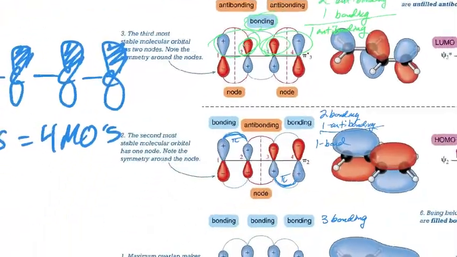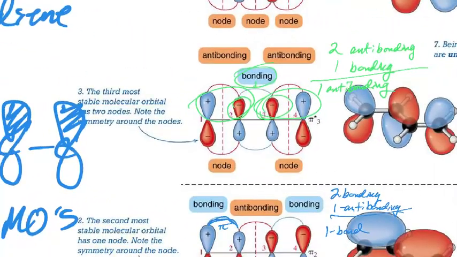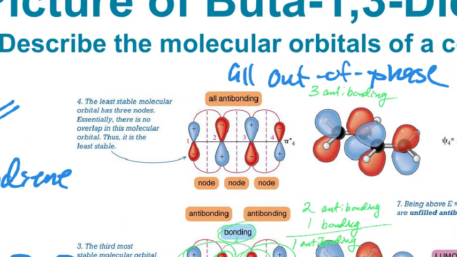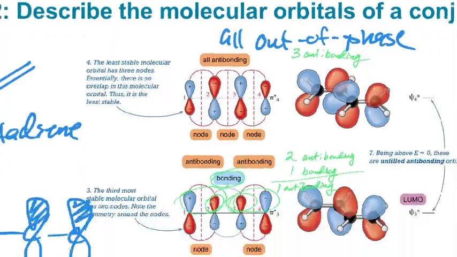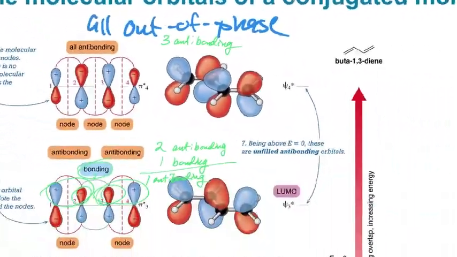All right, so the second most stable molecular orbital has 1 node. Note the symmetry around the node. The third most stable molecular orbital has 2 nodes. Note the symmetry around the 2 nodes. Really, it's like symmetrical through the middle of the molecule there. And then finally, the least stable molecular orbital has 3 nodes. Essentially, there is no overlap in this molecular orbital, thus it is the least stable. We go from 0 nodes to 1 to 2 to 3.